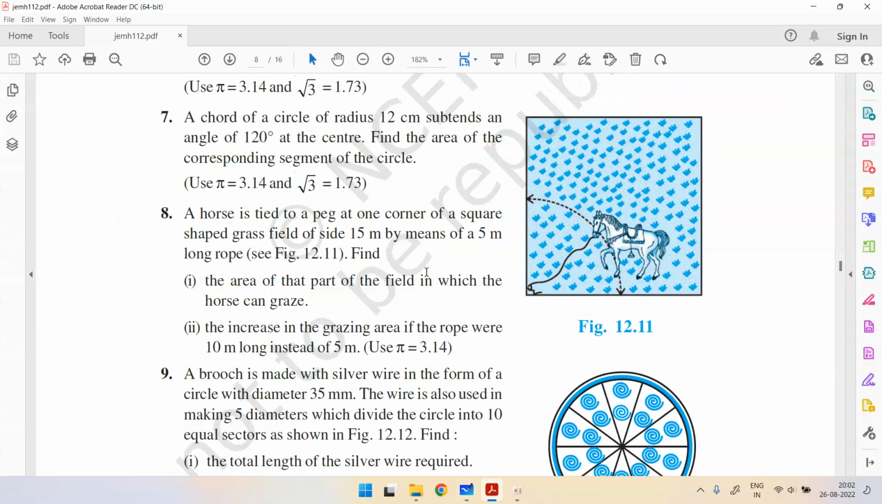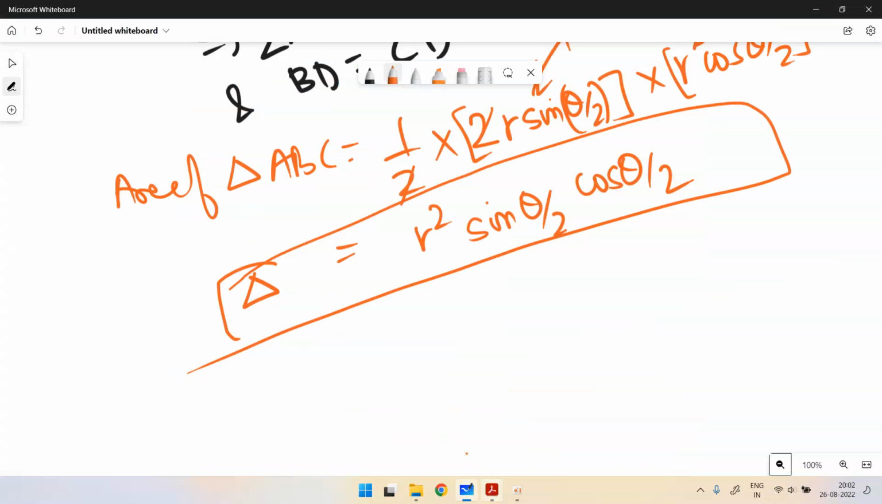Nothing special, so you just need to put the value, get the answer. A horse is tied to a peg at one corner of a square shaped grass by means of a 5-meter rope. Find the area of that part of the field in which he can graze, and the increase in grazing area if the rope were 10-meter long instead of this. Good question. If you don't know the logic, it's a good question.